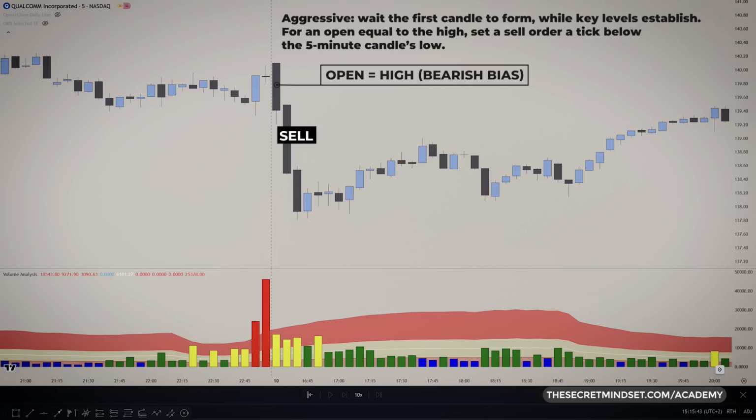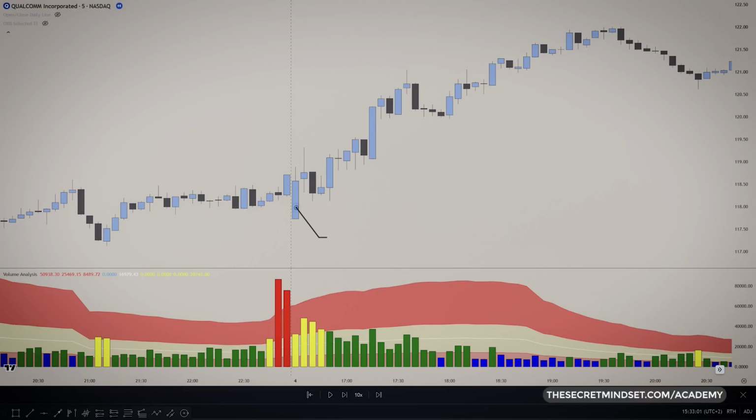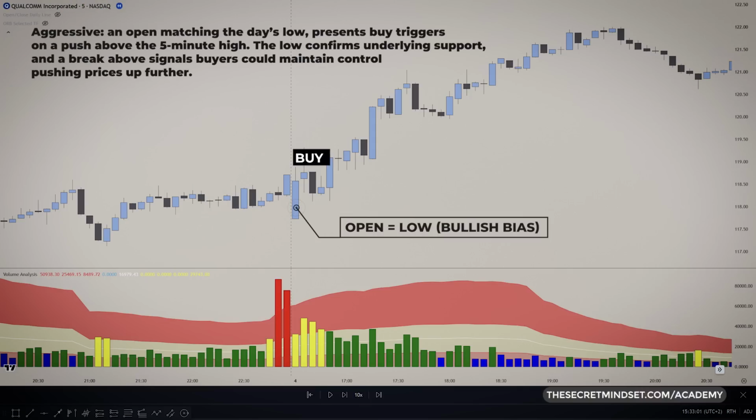For an open equal to the high, I'd set a sell order a tick below the 5-minute candle's low. Smart money likely capped upside there, and a break suggests distribution might persist. Conversely, an open matching the day's low presents buy triggers on a push above the 5-minute high. The low confirms underlying support, and a break above could signal buyers maintain control, pushing prices up further.